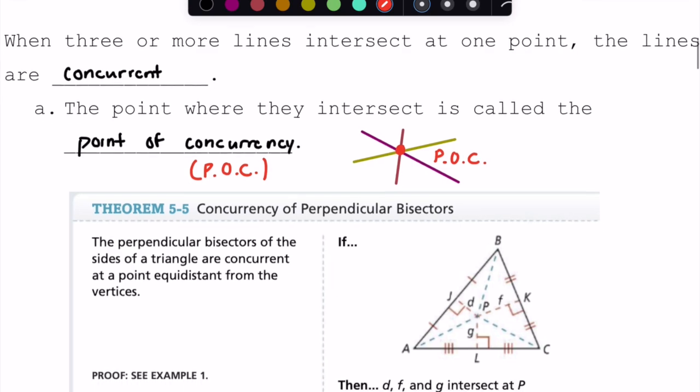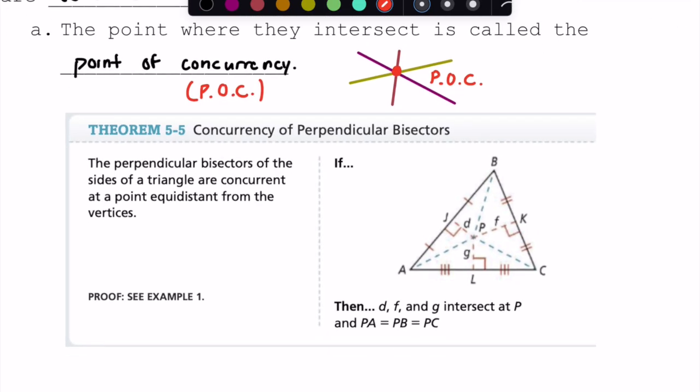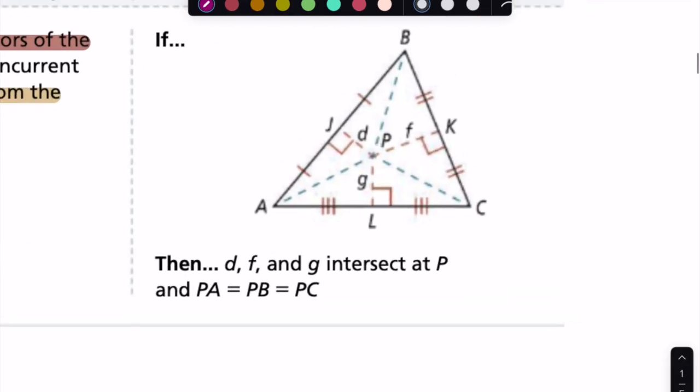Okay? So that leads us to our first theorem, called the concurrency of perpendicular bisectors. This states that the perpendicular bisectors of the sides of a triangle are concurrent at a point equidistant from the vertices. So what do I mean by that? Let's take a look at this diagram right here.